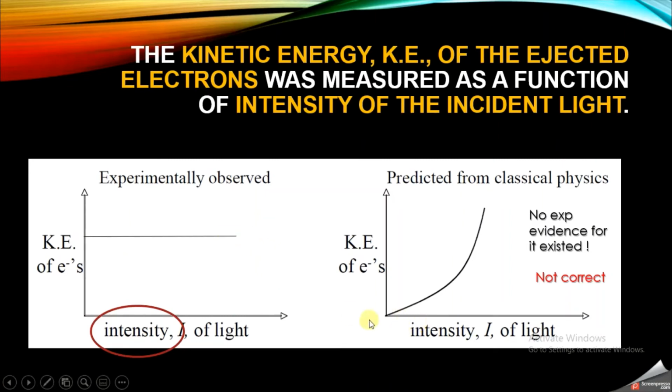So changing the intensity of the light source is not going to affect the energy of the electrons. A relationship was predicted from classical physics, although it had no experimental evidence: they thought that the intensity of light increases the kinetic energy of the electron, with an exponential relationship. But it is actually incorrect, because intensity has no relation with the kinetic energy. Only the frequency of light has a relationship with the kinetic energy of electrons.